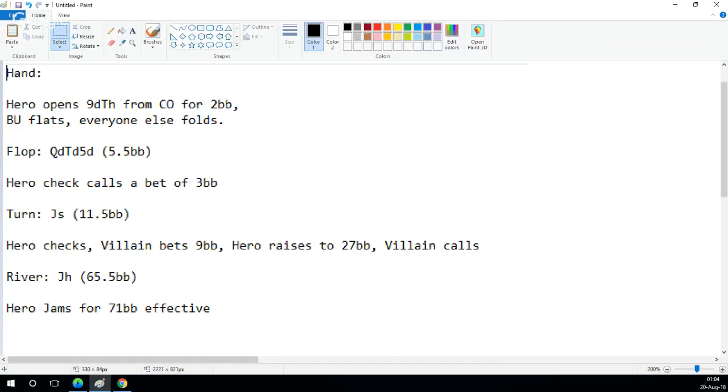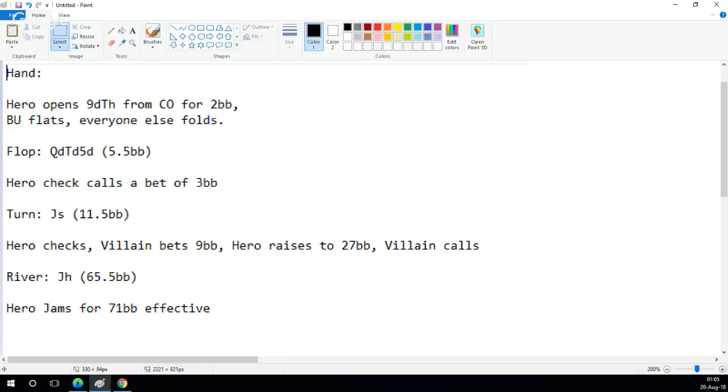I have a middle pair and a flush draw. The first thing I do is just check my range when someone calls me in position. I'm out of position and someone calls me in position, I just check my range. So I did that, and when he bets, I can check-call or check-raise because I'm not going anywhere with middle pair and a flush draw.